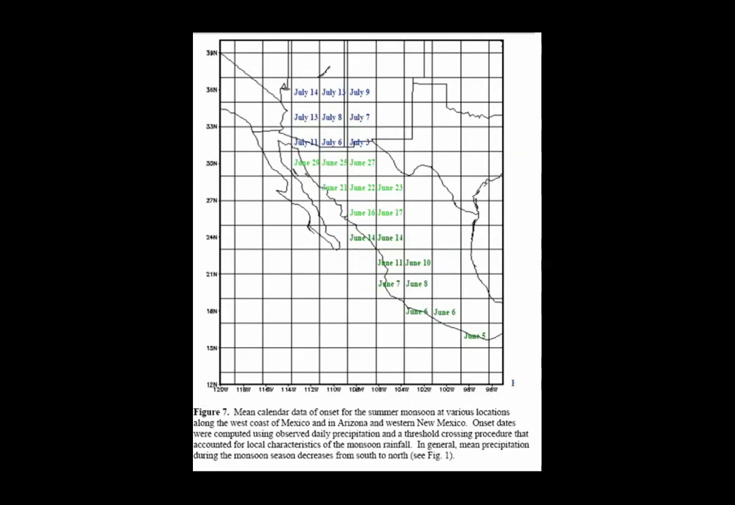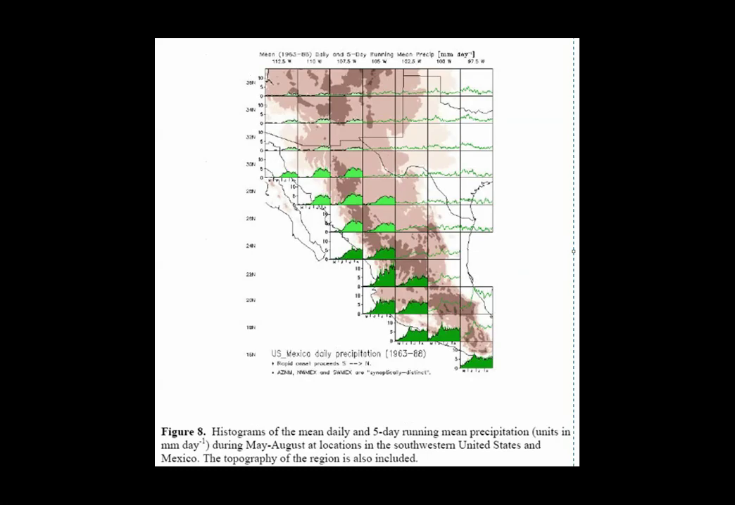The onset of the North American monsoon begins in mid-June in Mexico, and the monsoon rapidly transports north such that the onset is at the beginning of July in Arizona. This figure shows histograms of the mean daily and 5-day running mean precipitation during May through August at locations in the southwestern United States and Mexico. It shows that the onset in Mexico is often in June and later in July further north. It also demonstrates that there's greater precipitation closer to the ocean in Mexico, and this effect peters out to the north.